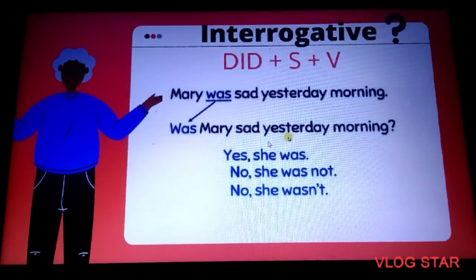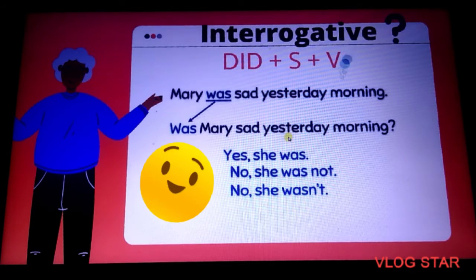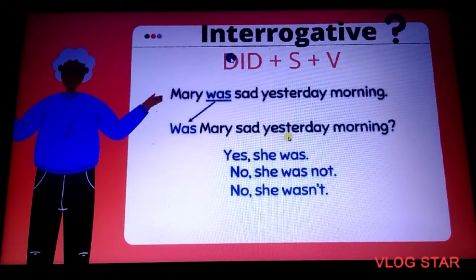Now the interrogative form. What is it? It is the question form. As you see, there is this sign of the question, and there are some changes. Let's look at an example. Mary was sad yesterday morning. Mary was sad. Was is irregular. Then: Was Mary sad yesterday morning? So now there are some changes.